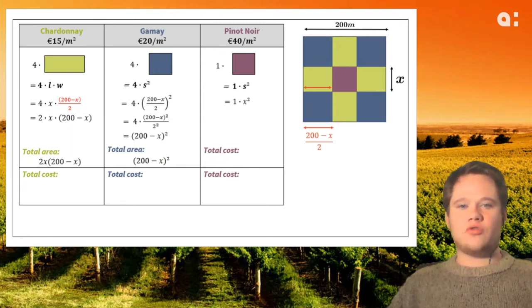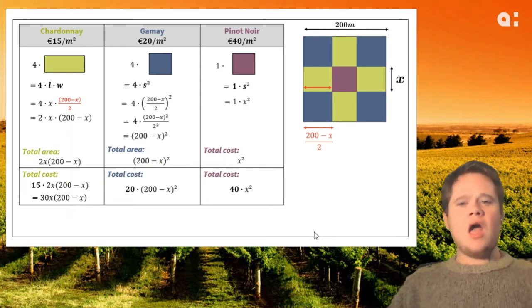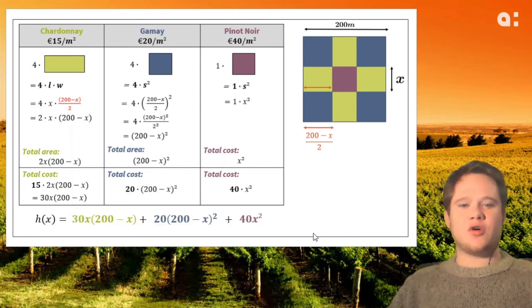To determine the total cost, we can multiply the area in squares by the price per square meter. We obtain for the green piece 50 times 2 times x times (200 minus x), for the blue area 20 times (200 minus x) squared, and for the purple piece 40 times x squared. Our function is the sum of these terms and describes the total cost of the field as a function of the length x. Again, we will not elaborate on the function algebraically, because we can derive all information from the graph.